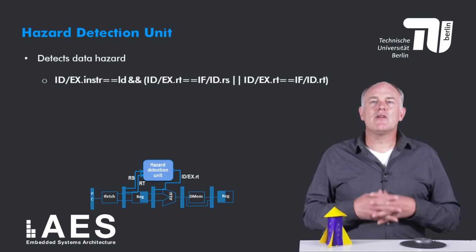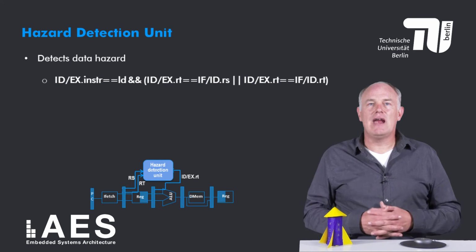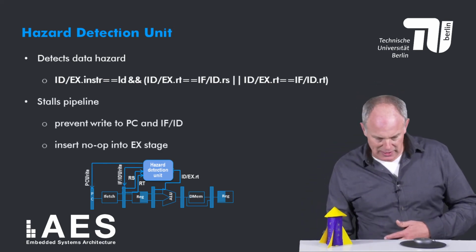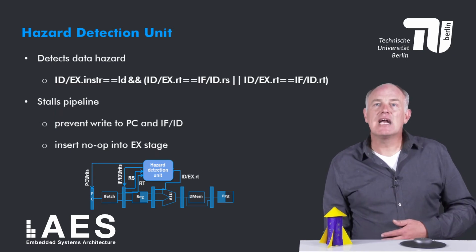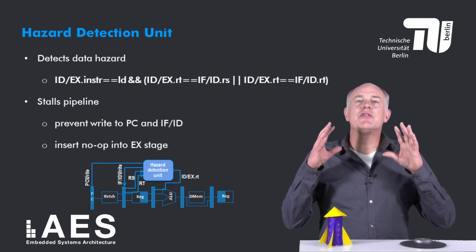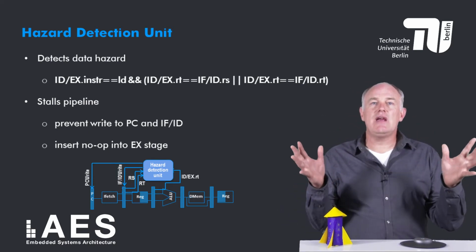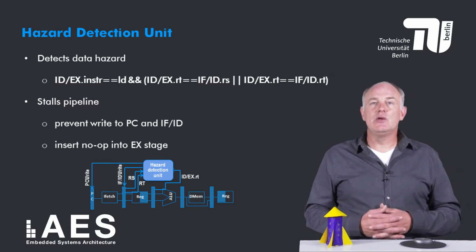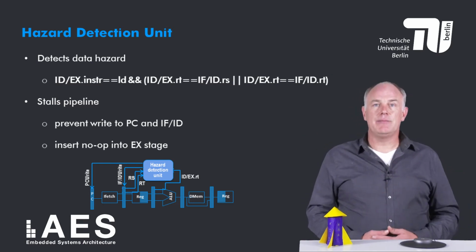These source registers are given by the instruction fields RS and RT. This check corresponds to this Boolean expression here, expressed in C-like pseudocode. If the check succeeds, in other words, if the Boolean expression evaluates to true, then the hazard detection unit needs to stall the pipeline.